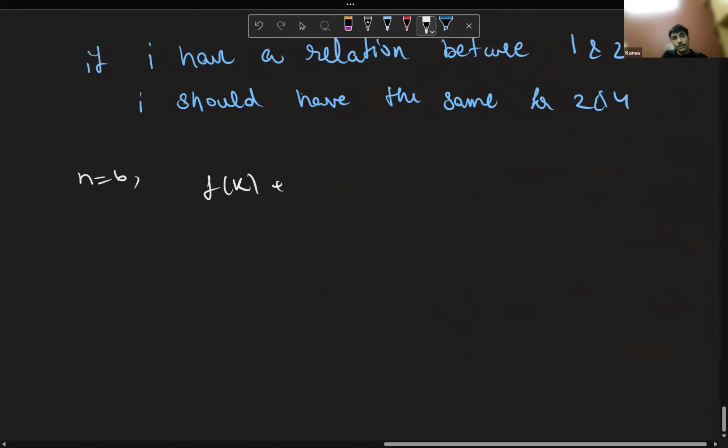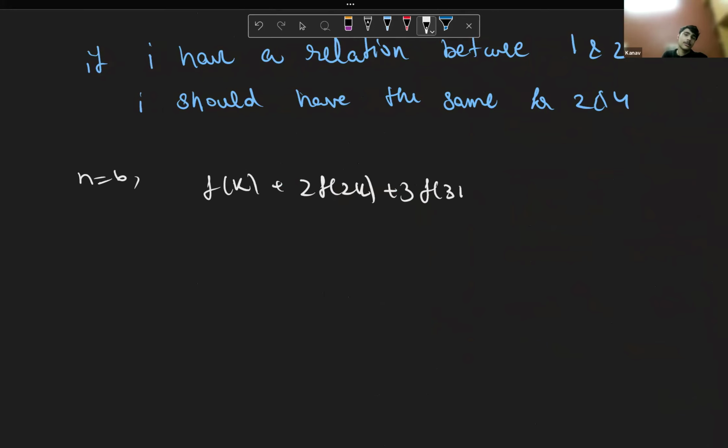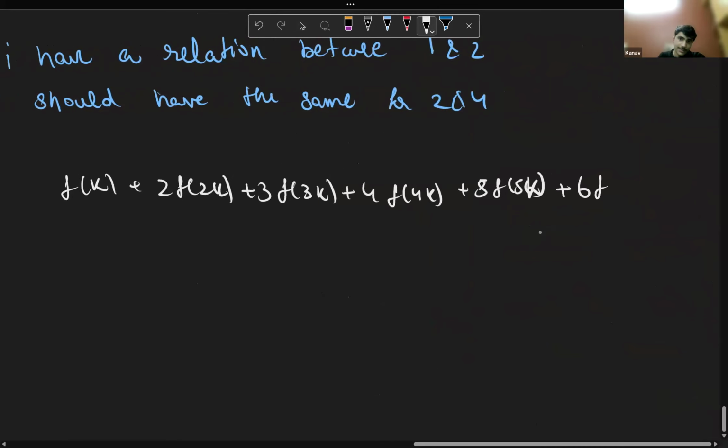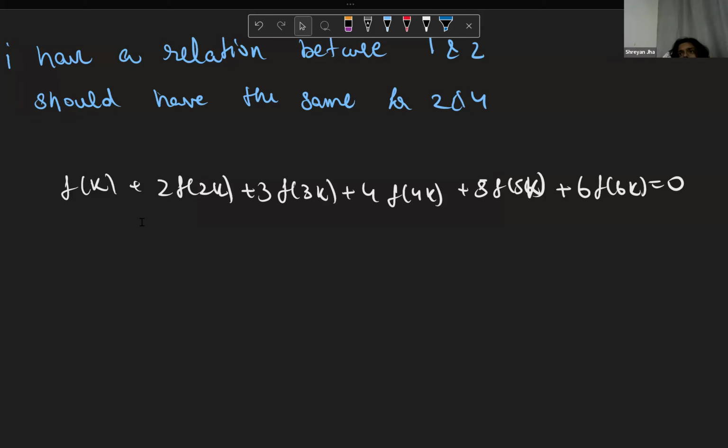I want f of k is 2f of 2k plus 3f of 3k plus 4f of 4k plus 5f of 5k plus 6f of 6k equal to 0. Okay. So we need to figure it out for f of 2k, f of 3k, and f of 5k.